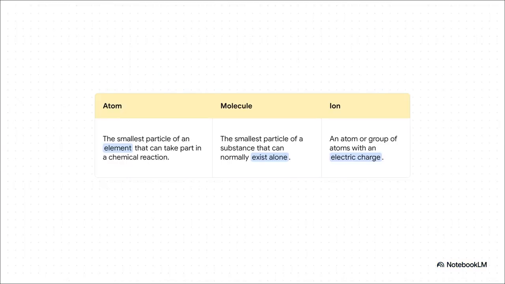Okay, so everything, and I mean everything, is built from three key players. You've got the atom, that's kind of like the basic Lego brick. Then, when these atoms link up, they form a molecule. Think about the oxygen we breathe, O2. That's two oxygen atoms hanging out together. And finally, if an atom gets an electric charge, either positive or negative, we call it an ion. That's it. Atoms, molecules, ions. Those are our core building blocks.